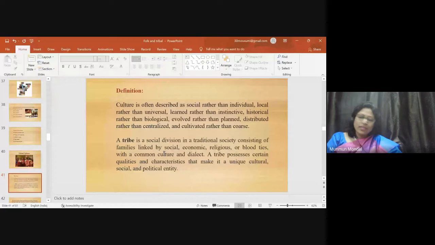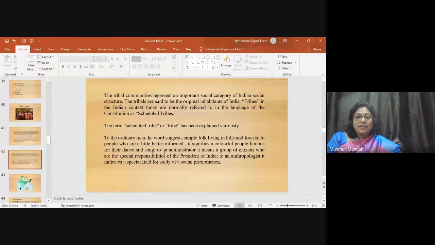This is very important. Different historians have given different definitions of tribal culture, of tribes basically. In our Indian constitution, they have been termed as a scheduled tribe or tribe. To the ordinary man, the word suggests simple folk living in the hills or forest. To people who are a little better informed, it signifies a very colorful people famous for their dance and songs. To an administrator, it means a group of citizens with special responsibilities to the President of India. And to an anthropologist, it indicates a special field for the study of social phenomena.